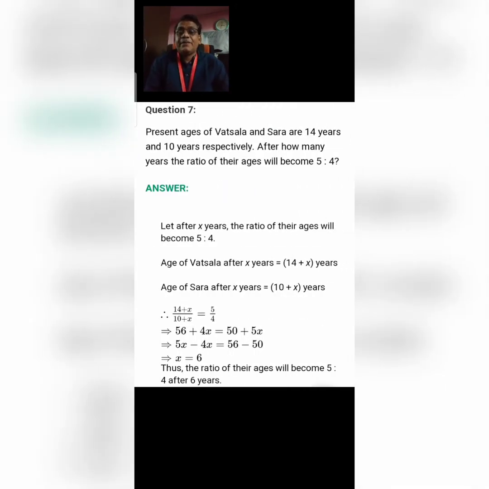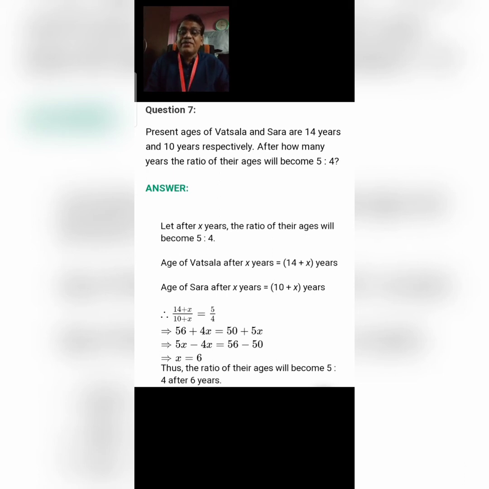Now question number 7. The present ages of Vatsala and Sarah are 14 years and 10 years respectively. After how many years will the ratio of their ages become 5:4? See, the present ages of Vatsala and Sarah are 14 years and 10 years. Let after x years the ratio of their ages become 5:4. Age of Vatsala after x years is 14 plus x years and age of Sarah after x years is 10 plus x years. Therefore (14 plus x) upon (10 plus x) is equal to 5:4.